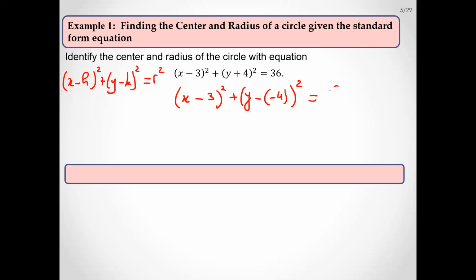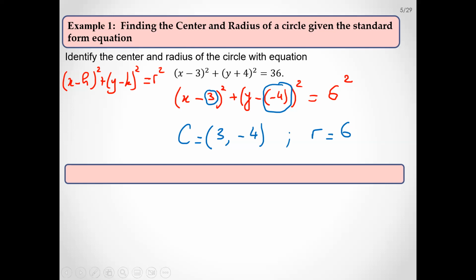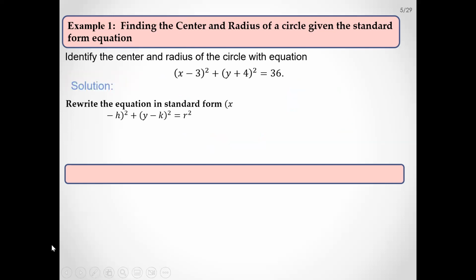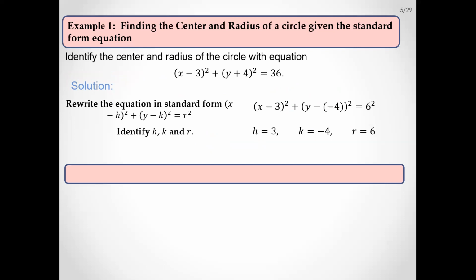Right side as a square نكتبه. It's 6 squared. So finally, the center C will be (3, negative 4). And the radius r is 6. So it's easy. Again, we write it in standard form, and then we identify the center and the radius. It's easy.